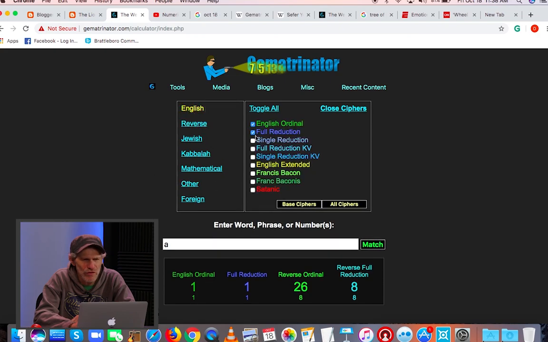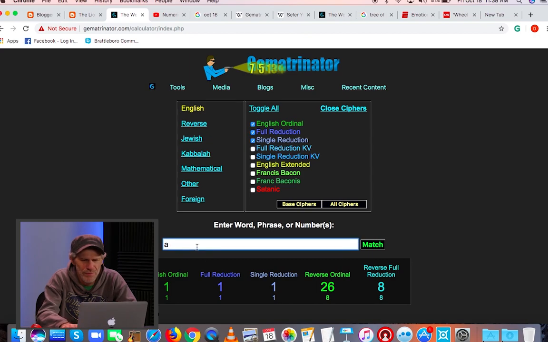Probably use the S exception, which is called the single reduction, where S is 10. You look at S, the 19th letter of the alphabet, gets reduced fully to 1. 1 and 9 is 10. That's called the S reduction. In reverse, it's 8. It's the 8th letter of the alphabet.